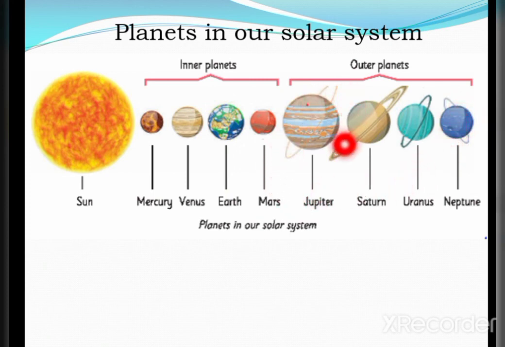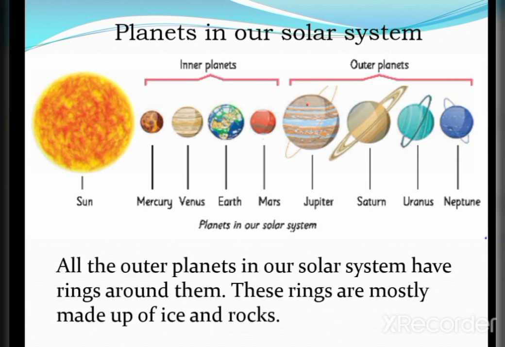The outer planets have rings. All the outer planets in our solar system have rings around them. These rings are mostly made up of ice and rocks.